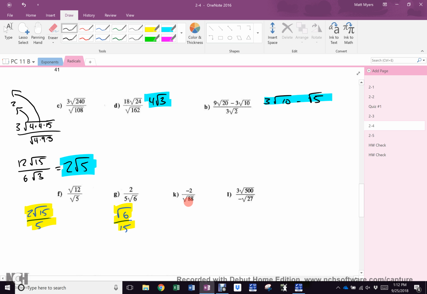K. Negative root... Can't even read my own writing. Who has an answer for that for me? Pardon me, Deepinder? Root 22 over 22. Okay. Oh, yeah, I could see that. And L, 10 root 15 over 3.